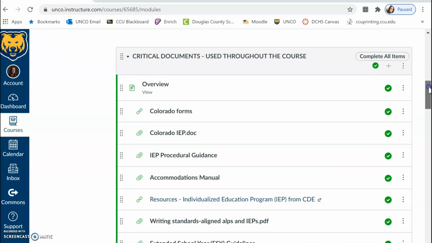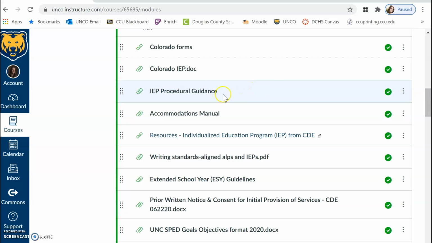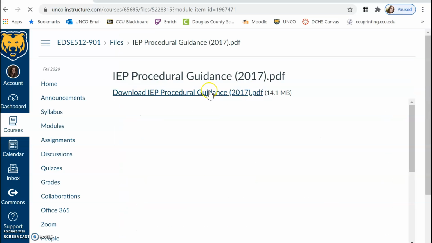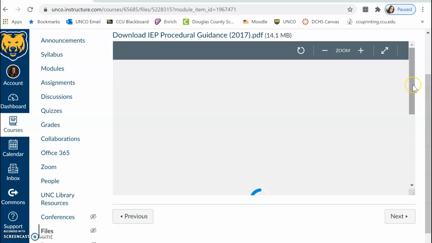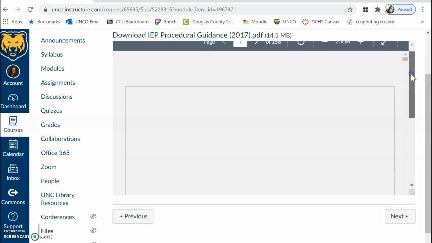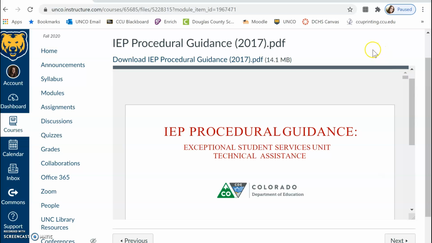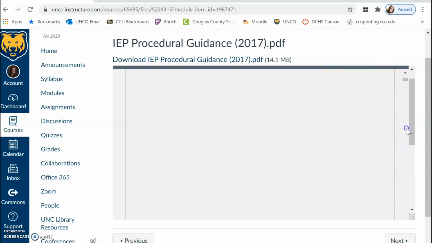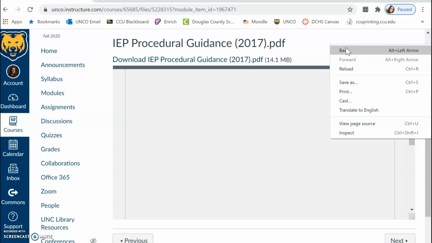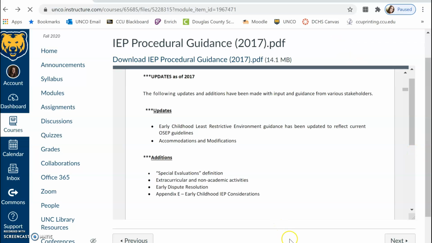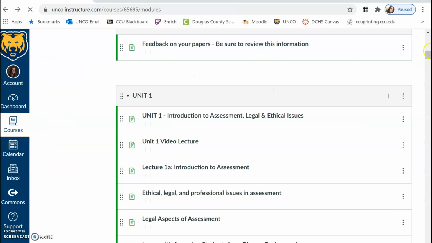So in Canvas, if you look through critical documents, you'll find some very important links and PDF files that will be helpful to you not only now, but throughout the course. When we're talking about procedural guidance, you can find this in PDF format, and it is linked right here through the course shell. So I would encourage you all to take a look at that document and read through it. Take the time to at least just skim and browse, because that content is going to be valuable as you're working on your case study.